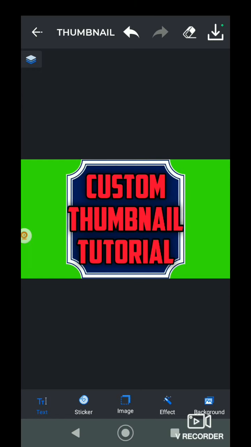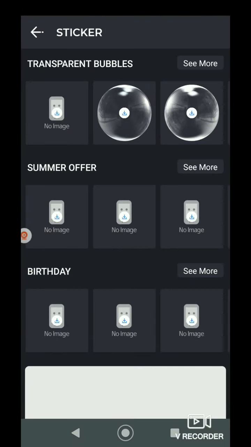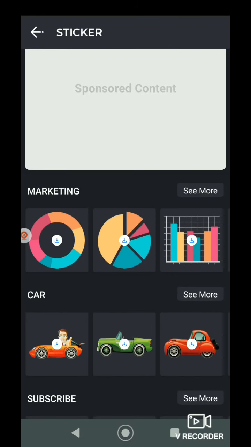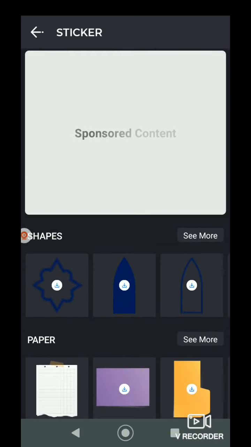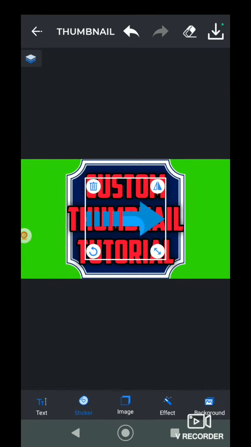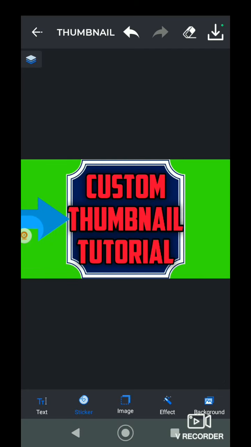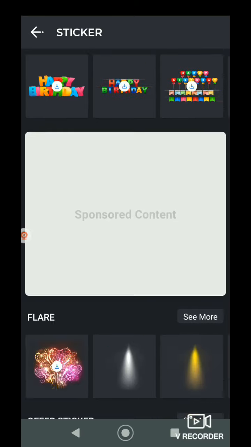Now I'll go back to sticker. Okay, and the arrow. Because arrows make your viewers look at the thumbnail longer when they direct it at something. So I usually make it go in the middle of the word. So I go back to it.